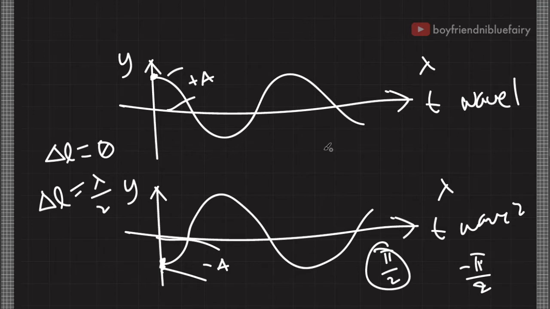Otherwise, when the path difference is just zero, they behave similarly. At different times, they have equal magnitude of amplitude. Then, when you try to superimpose wave 1 and wave 2, you'll end up with a bright wave.